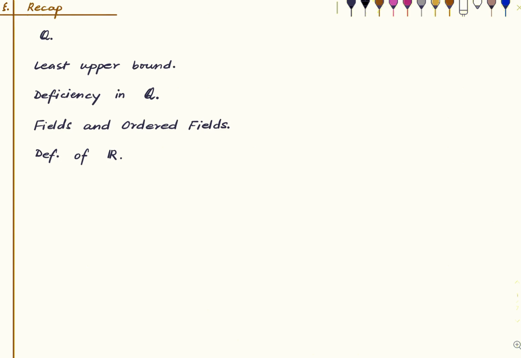With that, let us recall a few things. So we need to know what are rational numbers. We need to know the meaning of a least upper bound. We saw a deficiency in rationals where there was a subset of rationals which had an upper bound but no least upper bound inside the rationals. Then we defined what are fields and ordered fields to abstract out all the properties of rationals. We saw that every ordered field has a natural copy of the rationals in it. And finally, we defined real numbers as an ordered field with the least upper bound property.